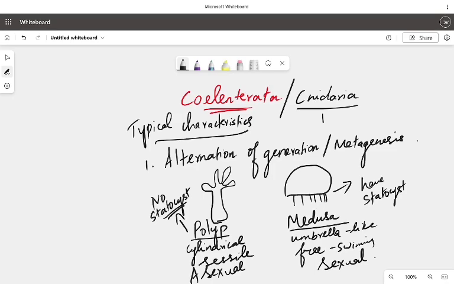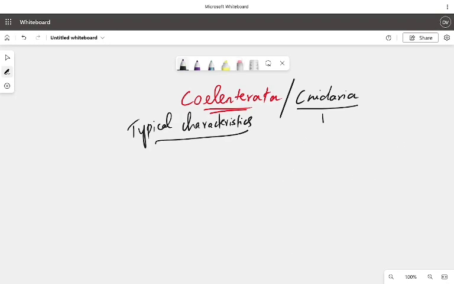Okay. Now talking about this, how they can exist in both the polyp and the medusa form. What is exactly happening, right? What is alternation of generation here? So I'll tell you that. The medusa, right? This is the umbrella form. So this will reproduce sexually to form polyps.